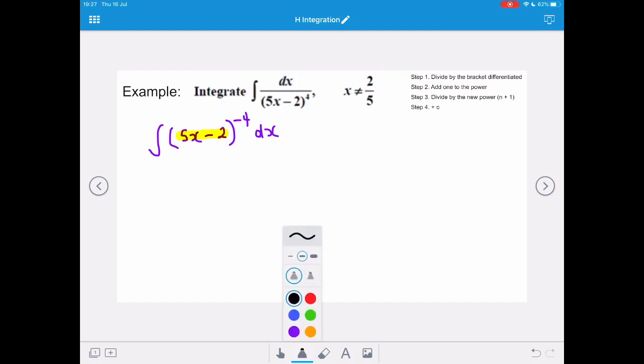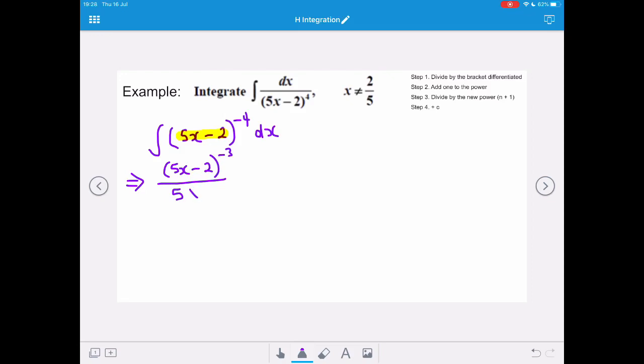The inside of the bracket is differentiated, and we divide by that derivative. So we're going to divide by 5. We're going to rewrite the bracket 5x minus 2. We're going to raise the power by 1, which is negative 3, and divide by that power. And then remember our constant of integration.